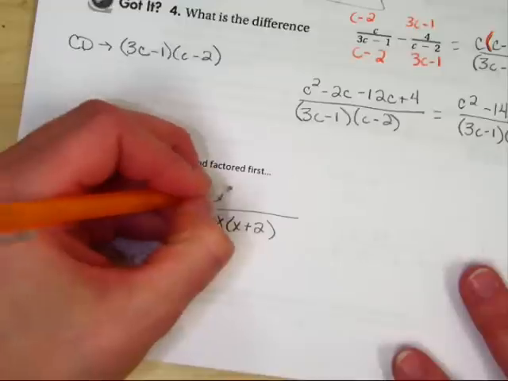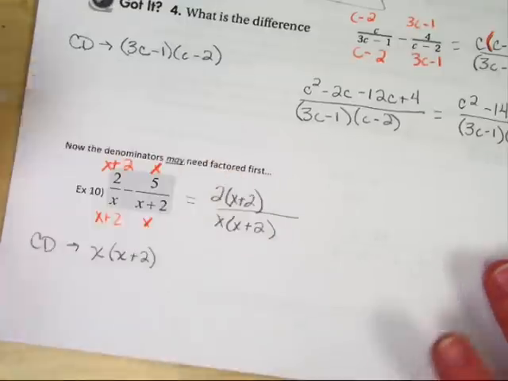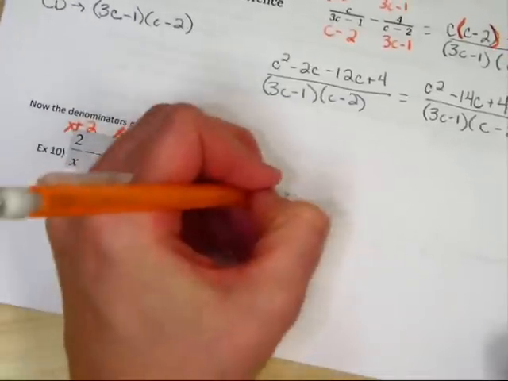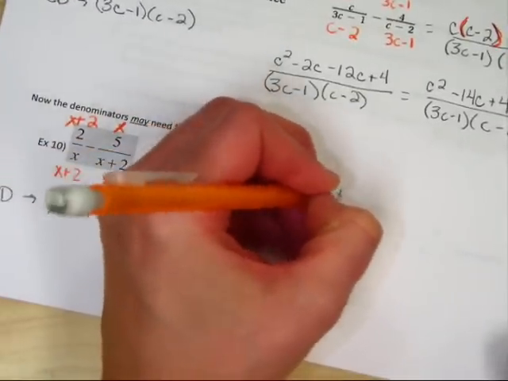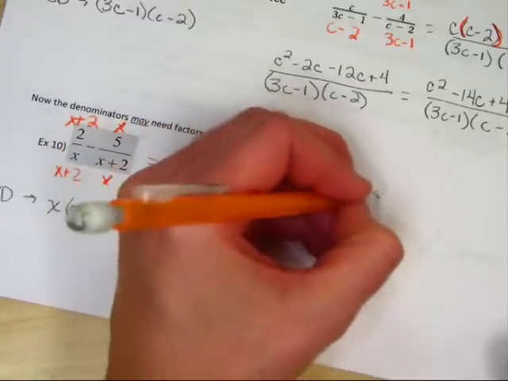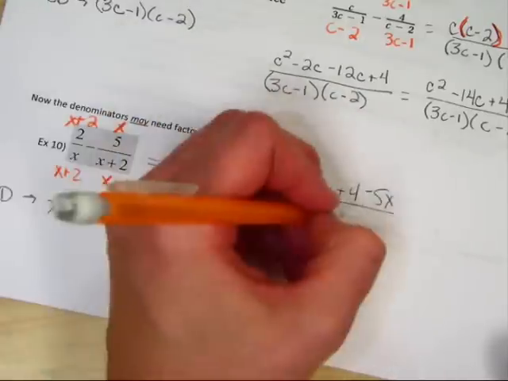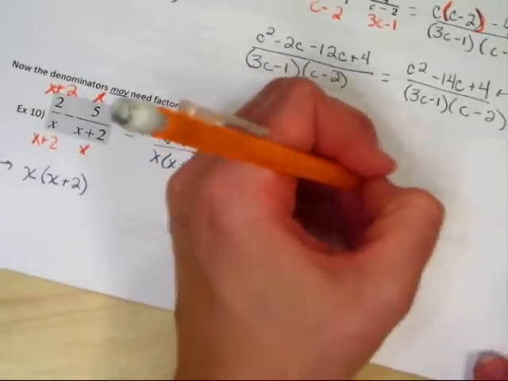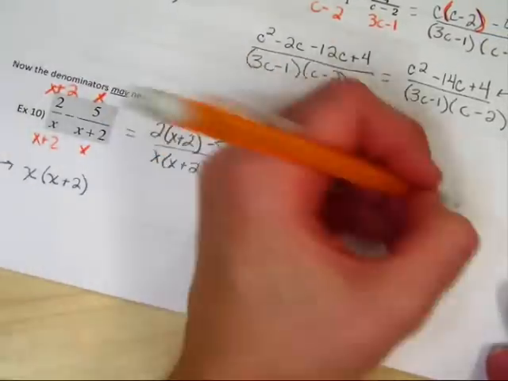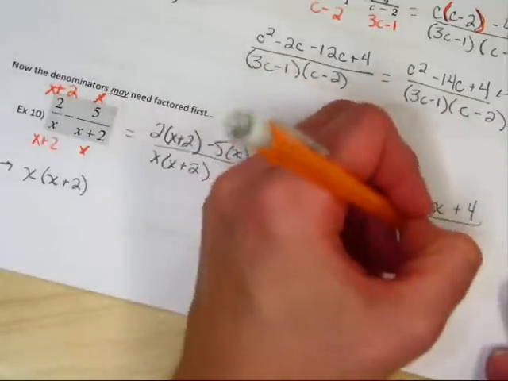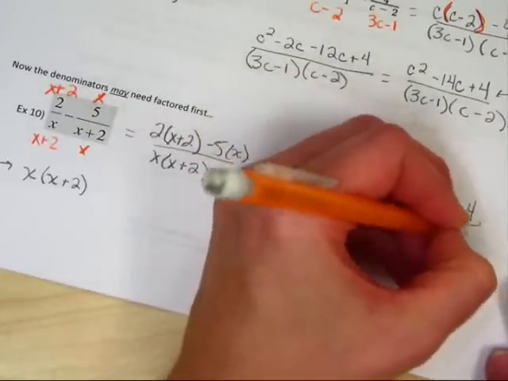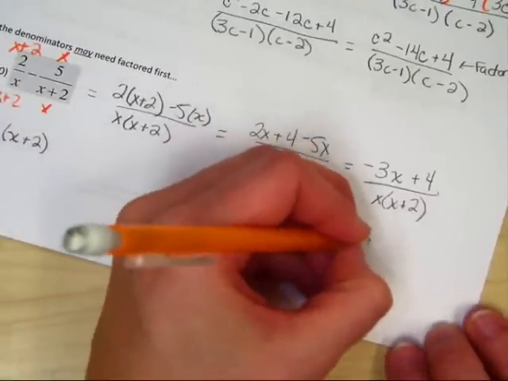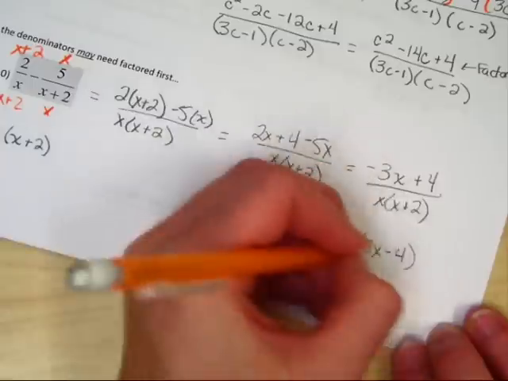And you're going to get 2 times the quantity x plus 2 minus 5 times x. Distribute in, so you get 2x plus 4 minus 5x all over x times x plus 2. Combine your like terms on the top, negative 3x plus 4 over x times x plus 2. I could, if I wanted to on this one, pull out a negative and make that 3x minus 4.